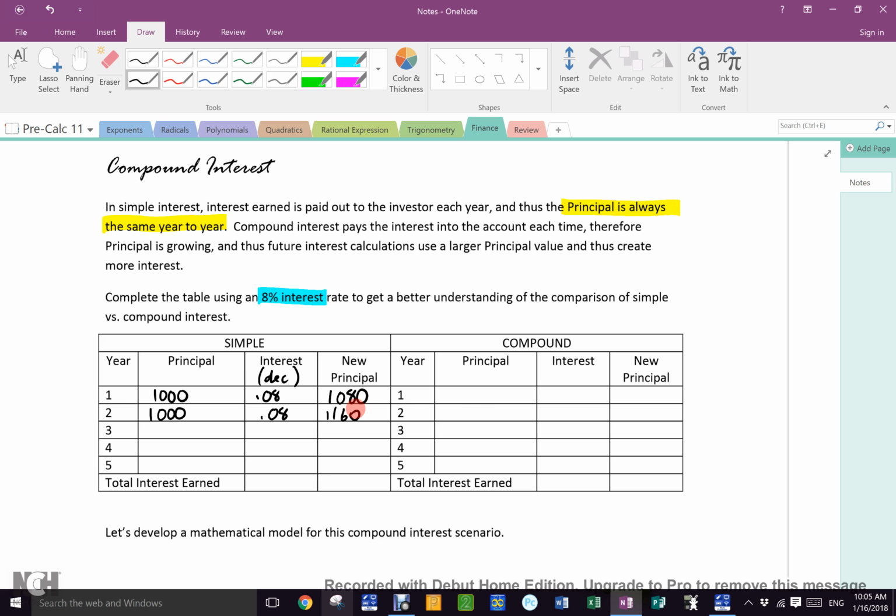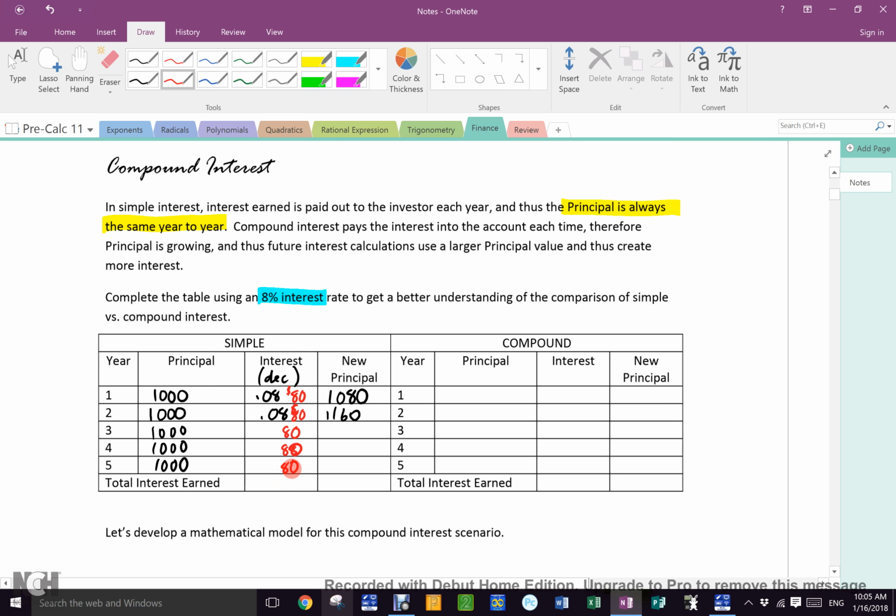Now, the interest as a decimal was 0.8. As a dollar value, it was $80. Right? So what do you know is going to happen all the way down now? It's going to be add $80 each time. So we're going to keep the 0.8. It's going to be 80, 80, and 80. So over 5 years, how much interest did I earn?